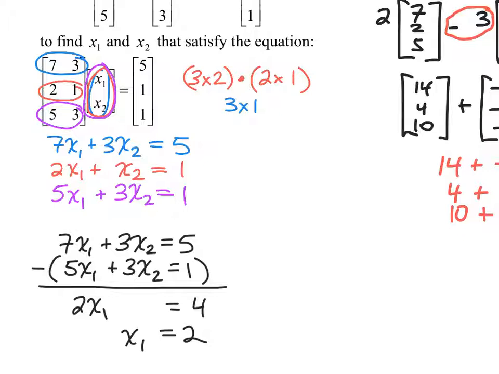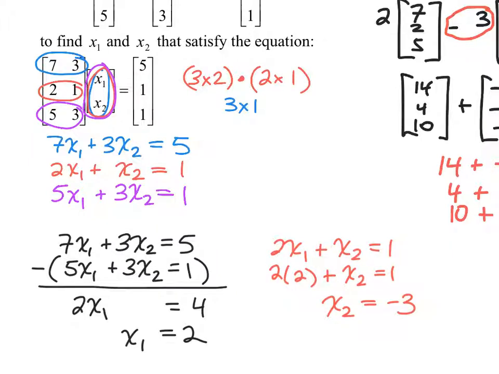All right. Now, we're kind of on to something, and I'll explain what I mean by that in a second. But let's find the other value. Let me take an easier one. I'll go with the red one there. I think that's the easiest one. 2x1 plus x2 equals 1. So 2 times 2 plus x2 equals 1. And so we get x2 is going to be equal to -3.